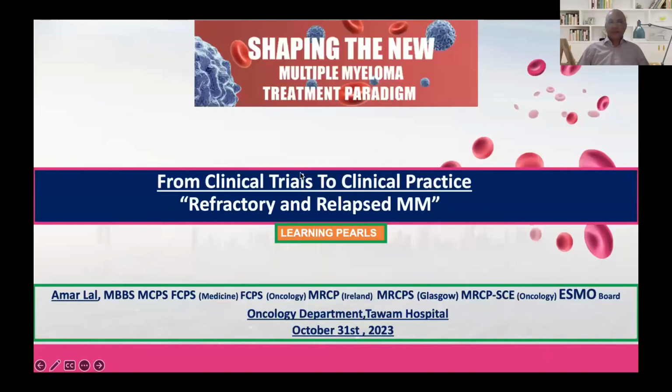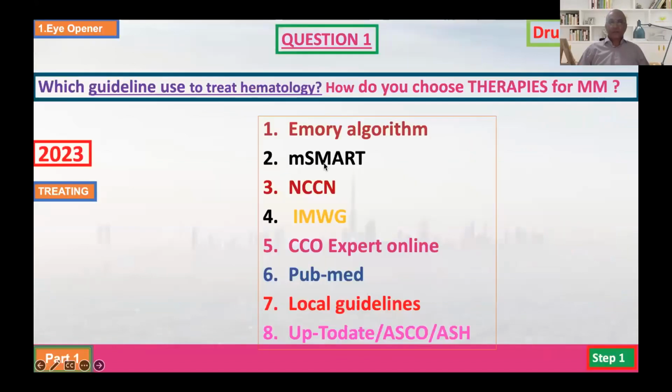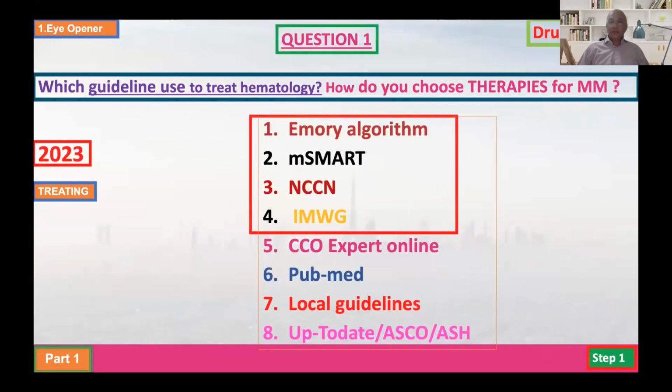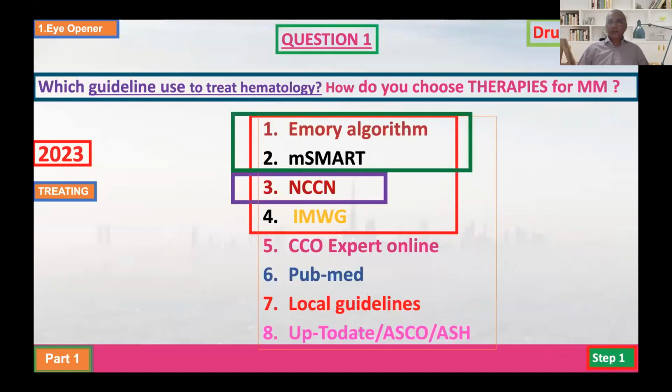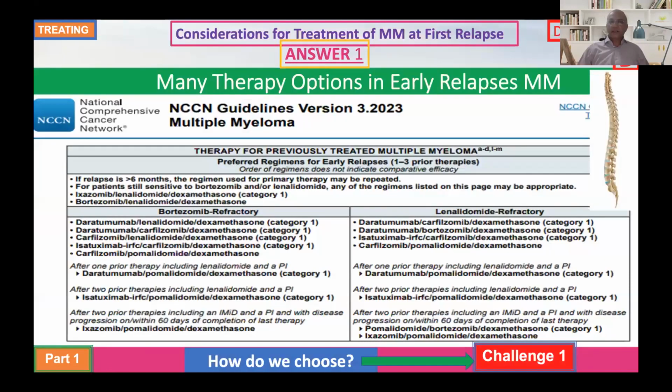I will go through the clinical trials to clinical practice. So what guideline do we use here in UAE? We use all four guidelines, with NCCN at the top of it. And sometimes we use mSMART and the Emory algorithm, and sometimes expert online. And we are talking about refractory.